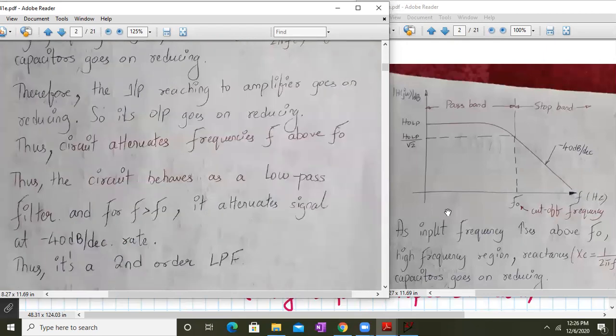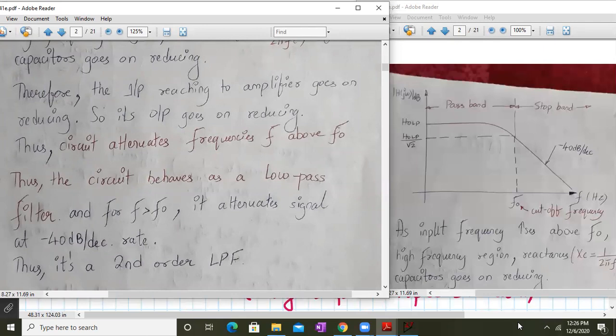So thus the circuit will behave as a low pass filter, and for f greater than f0, it will attenuate the signal at the rate of minus 40 dB per decade. Now, last time in the first order filter, we said that the roll off rate is minus 20 dB per decade. So here it will be minus 40 dB per decade.